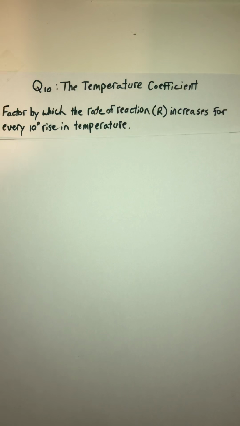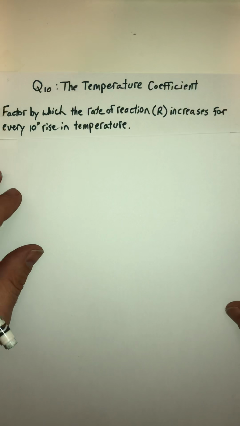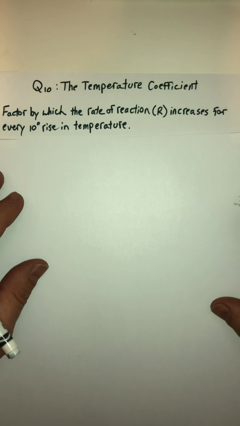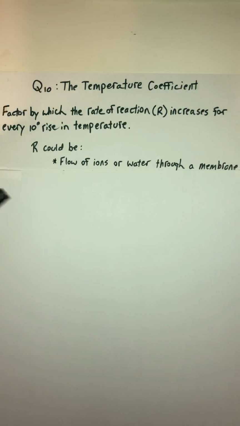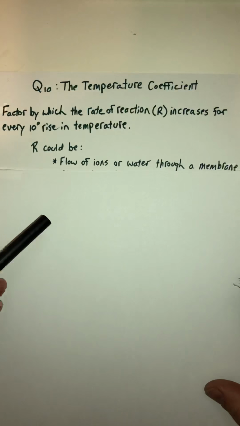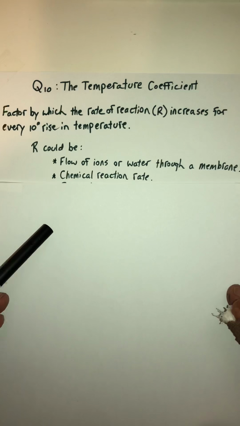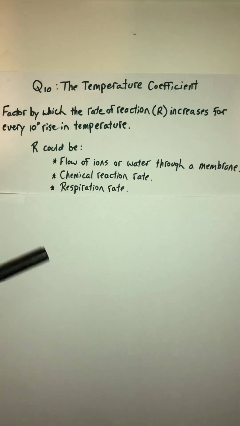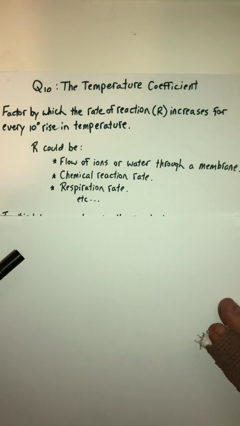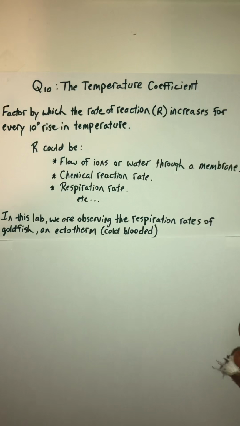It's a quotient, a factor by which the rate of reaction increases for every 10-degree rise in temperature. So we're going to talk about goldfish in this case. So R, the rate here, could be a number of things: flow of ions through a membrane, so this could be in the kidney, chemical reaction rate, or a respiration rate, which is what we're going to talk about with the goldfish. So we're looking at the respiration rates of goldfish, which is a cold-blooded animal.